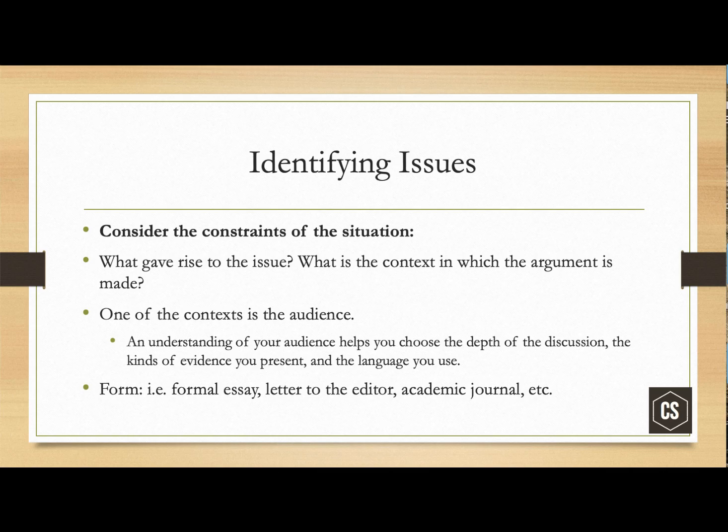One element of context that is important to consider is your audience. So an understanding of your audience helps you choose the depth of the discussion, the kinds of evidence that you present, and the language that you use. So for your final research paper, it's an academic essay, it's formal, and so you're writing complex, in-depth information about your topics, you're giving scholarly evidence, and you're using academic language with very limited personal pronoun use. In contrast, your topic exploration is more of a reflection, and you will be using personal pronouns like I.